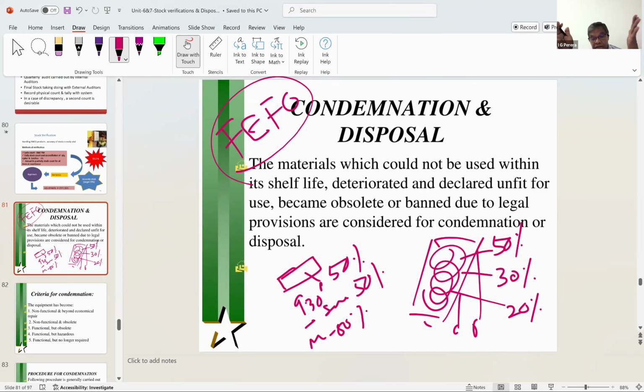FIFO policy. First in, first out. That is FIFO.